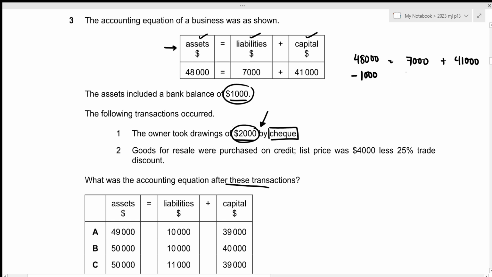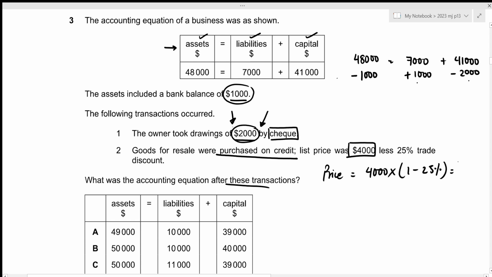So we need to add that 1,000 to the liability. And also remember that the drawings of check will be subtracted from our capital. So that will be minus 2,000. So the effect on both sides are equal. That's negative 1,000 here, and that's positive 1,000 minus negative 2,000, which is again a negative 1,000 on our liabilities and capital side as well. For the second transaction, where given goods for resale were purchased on credit, the list price was 4,000 less 25% trade discount. So the price of the credit purchase is actually 4,000, and we have to subtract 25%.